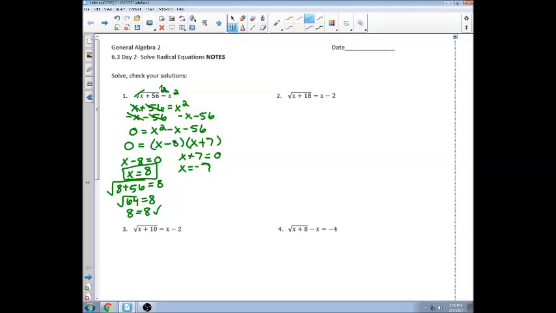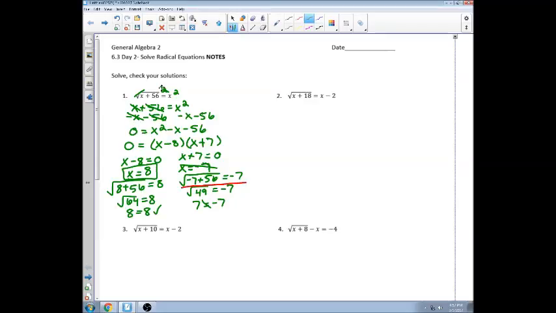If I use -7, the square root of -7 plus 56 is equal to -7. -7 plus 56 would get me the square root of 49. Is that equal to -7? Well, this would be 7 is equal to -7. That is not true. So that is not a good answer. That's an extraneous solution.